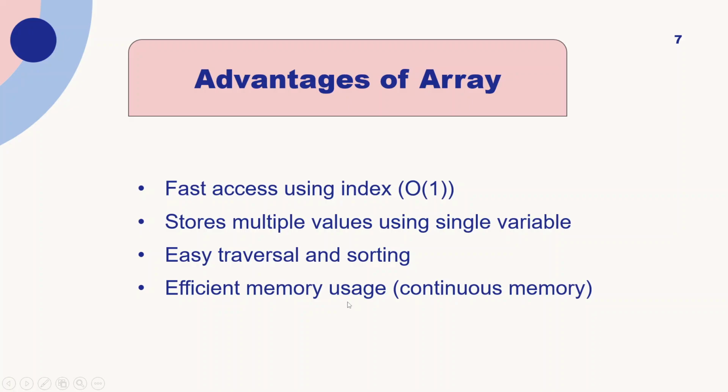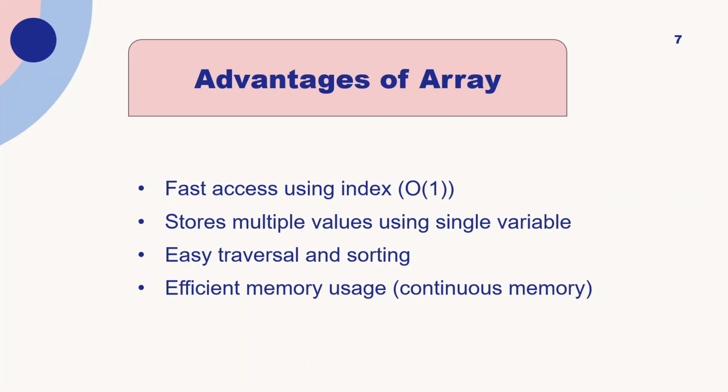Now, let us understand the advantages of an array. The first advantage is fast access. Using an index, we can directly access any element in an array. This takes constant time, also known as order of 1. The second advantage is that an array allows us to store multiple values using a single variable instead of creating many variables.